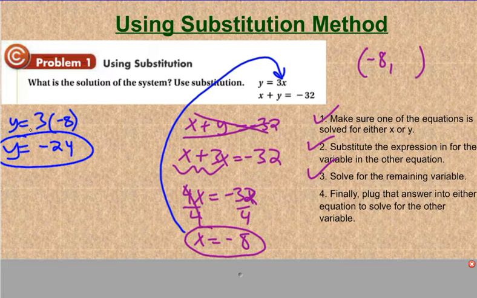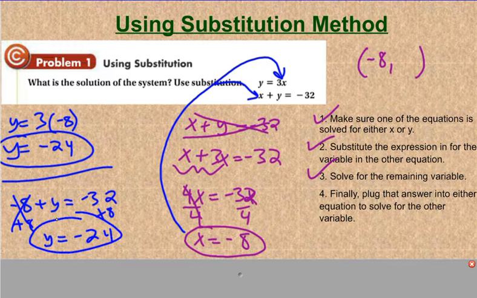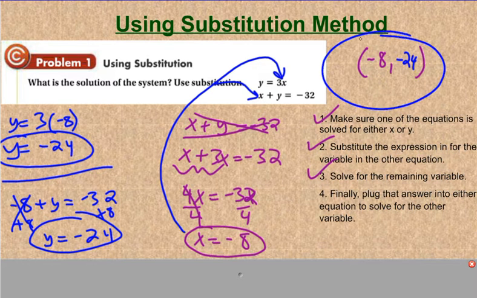Awesome. You can check it again; you don't have to do it this way, you can do it either way. If you did the first part right, it should work out. We'll plug in negative 8 for x in x plus y equals negative 32. Solve for y: we add 8 to both sides. y equals negative 32 plus 8, which is negative 24. You get the same thing. So this is our answer: x is negative 8, y is negative 24. That's the ordered pair for that system.